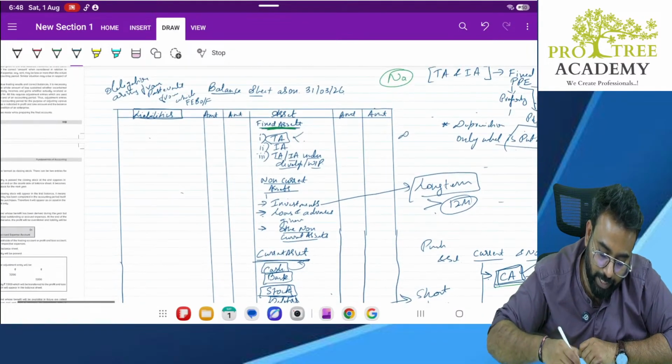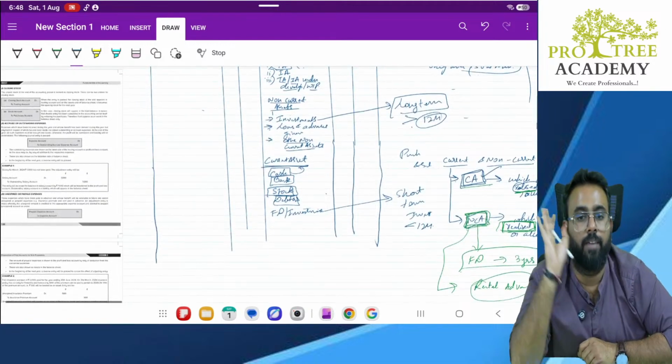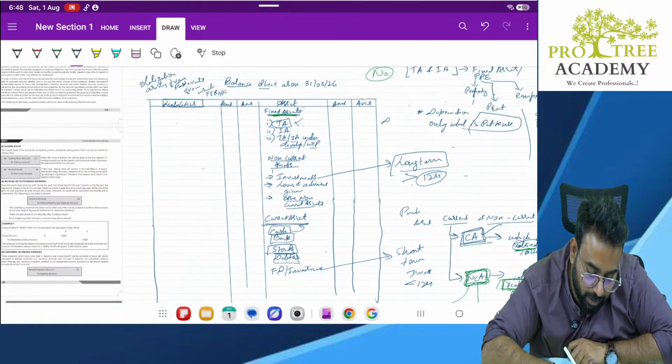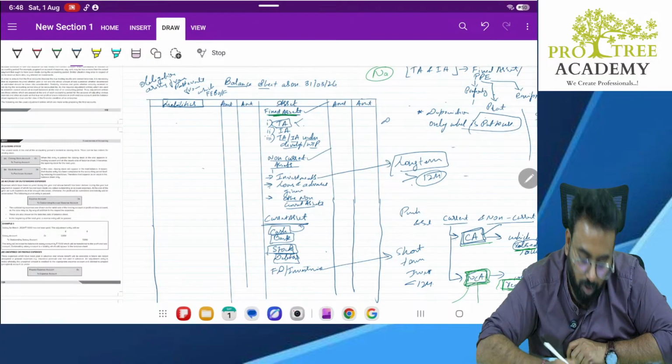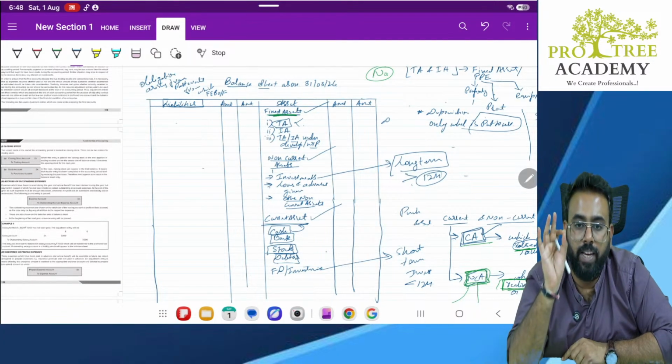So these are the items on your asset side. Now, if you observe very carefully, first we wrote fixed assets, then we wrote non-current assets, then we wrote current assets. Observe very, very carefully.